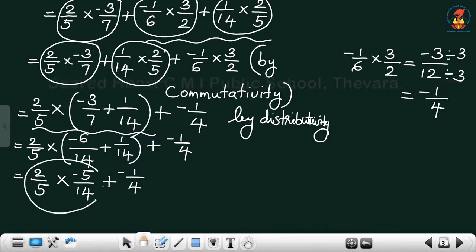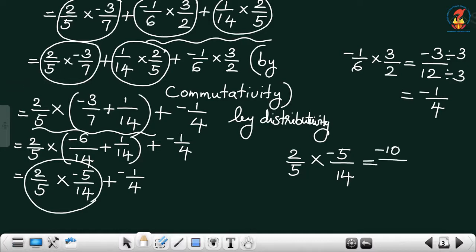Now we can simplify this one. 2 by 5 into negative 5 by 14 is equal to negative 10 by 70. 5 into 14, 70. So we can reduce to the lowest form when you divide both by 10, negative 1 by 7.